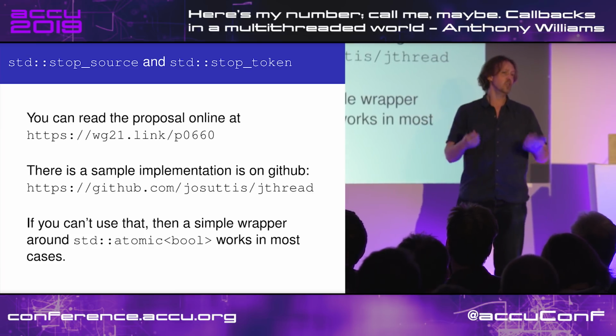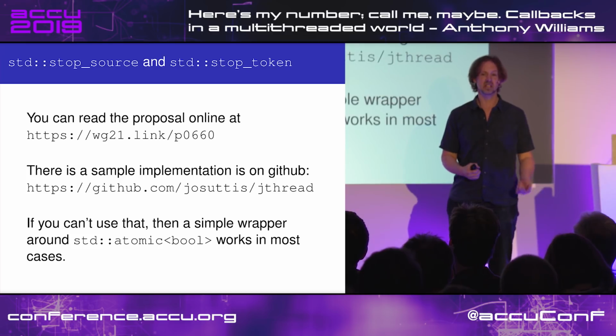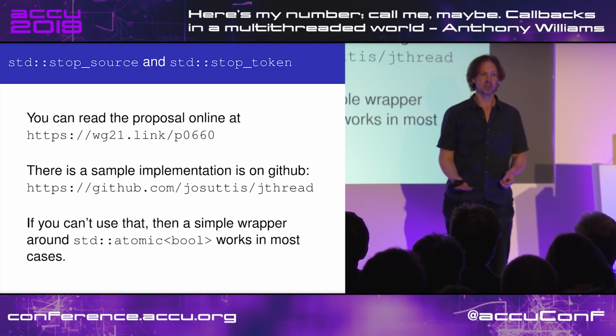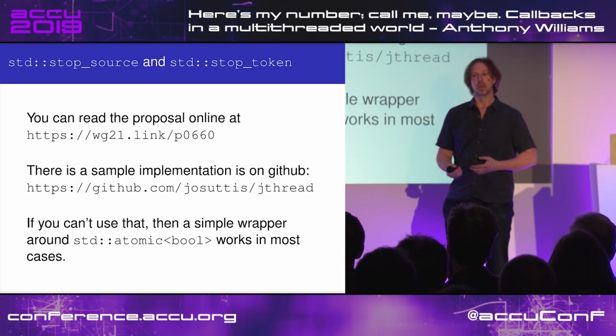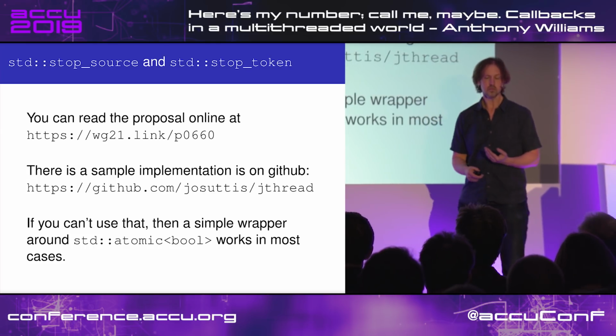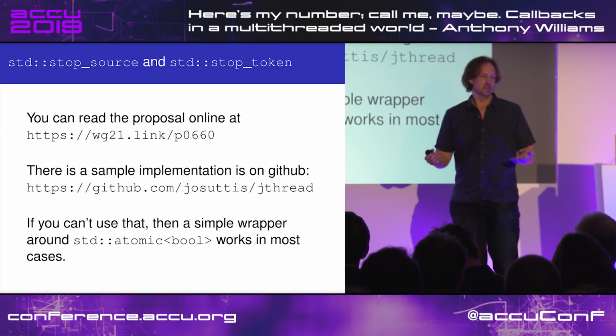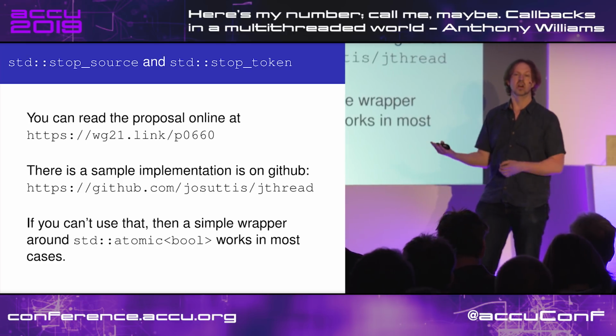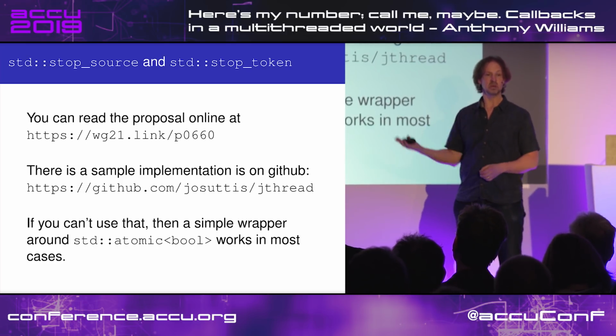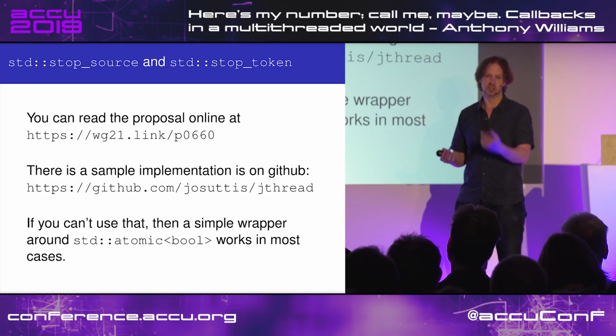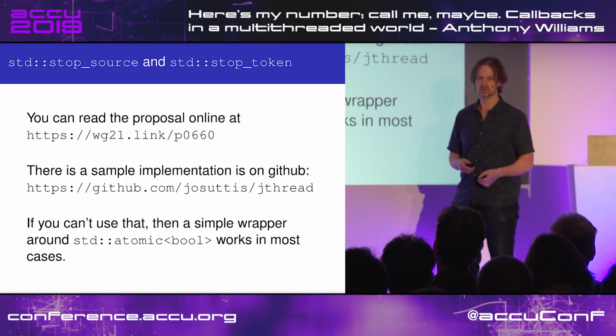And if you can't use it and you don't need the callback facilities, then actually you can use an atomic bool for lots of this facility. It's a nicer API than an atomic bool, but yeah, lots of the time, all you need is the bool.